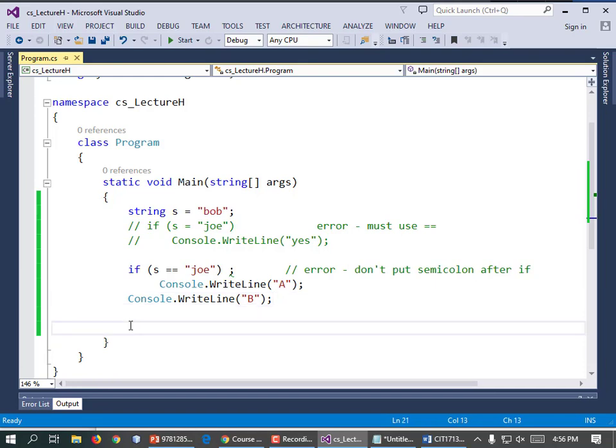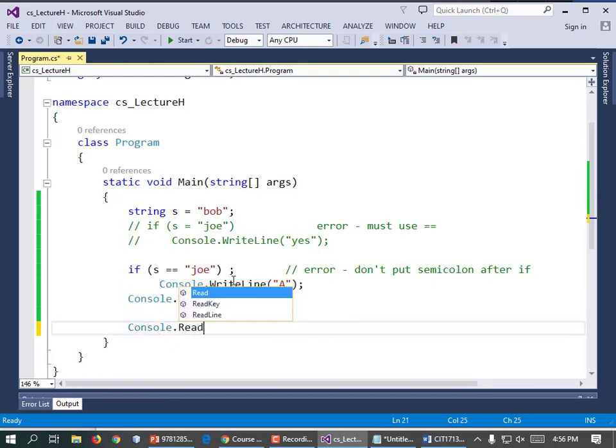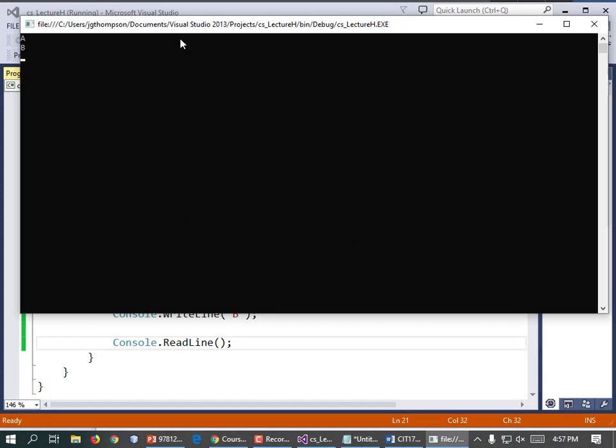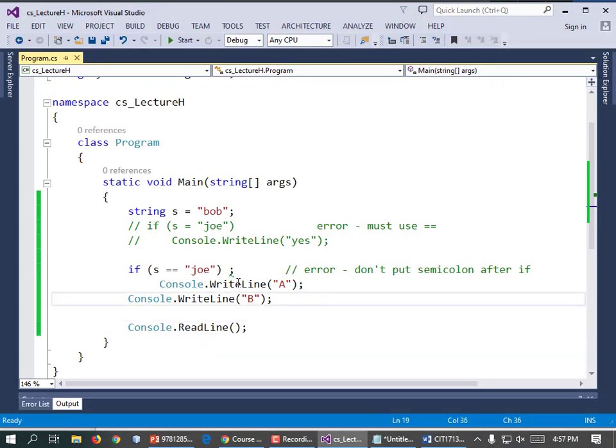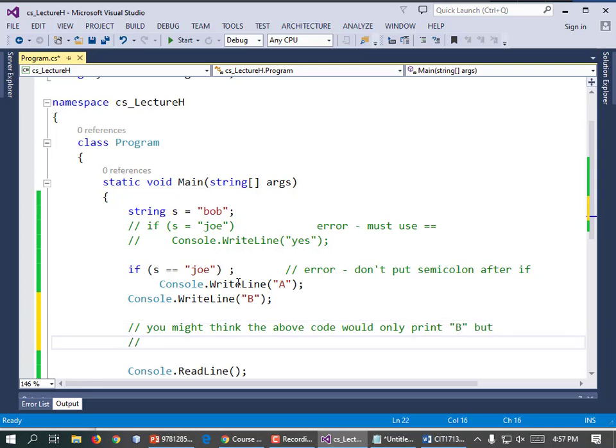And I forgot to put my read key at the bottom. Console dot read key or read line, just to get it to pause for a moment. All right, and it did print AB. You might think the above code would only print B, but it will print A followed by B.